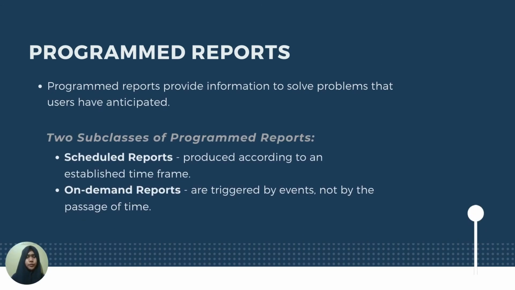So program reports are reports that provide information to solve problems that users have anticipated. We have two subclasses of program reports. We have scheduled report and on-demand report. Scheduled reports are produced according to an established time frame. It may be daily, weekly, monthly, or yearly. On-demand reports are triggered by events, not by the passage of time. So from the term itself, it is an on-demand report.